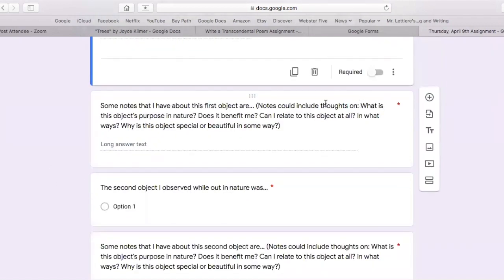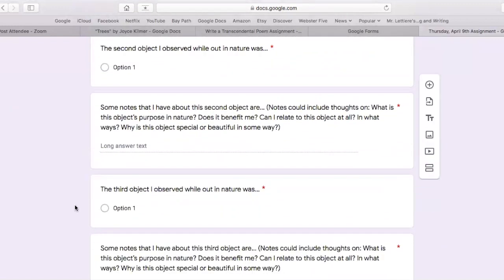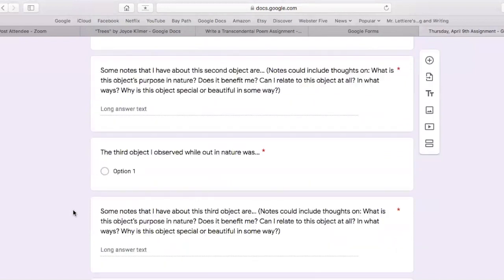Notes could include thoughts on what is the object's purpose in nature? Does it benefit me? Can I relate to this object at all, and in what ways? Why is this object special or beautiful in some way? Repeat that for 3 different objects that you see in nature, and that'll give you 3 different subjects that you could write your poem about.